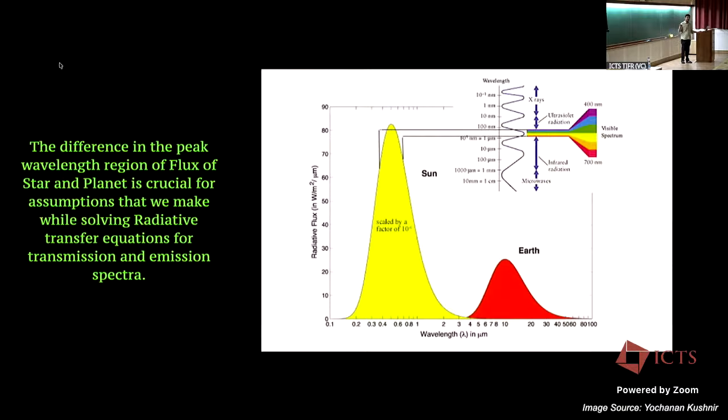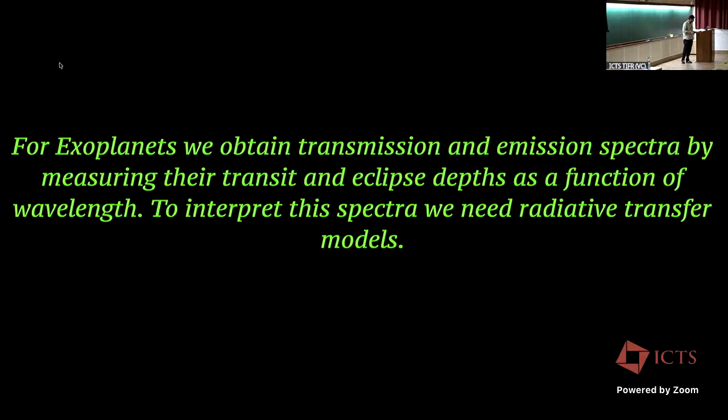Basically, the temperature of the Sun is much higher compared to that of the Earth. For exoplanets, we obtain transmission and emission spectra by measuring their transit and eclipse depth, which I have shown, as a function of wavelength. To interpret these spectra, we need radiative transfer models, and that is what I will now delve into. Until now, I've been talking about how we take the observation and what eclipse and transit depth are, but how do we model them? That is what we'll go into.